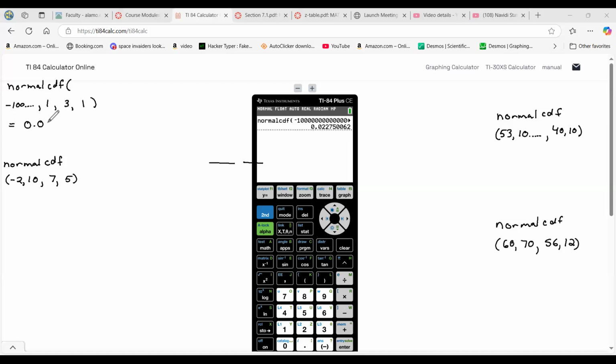This is 0.023, or let's round to 4 places, 0.0228.